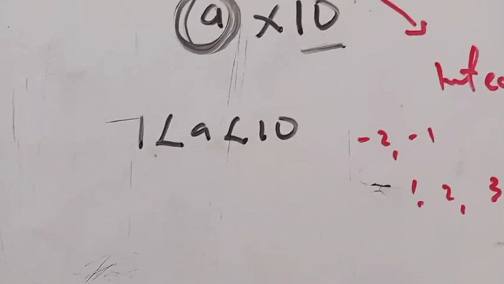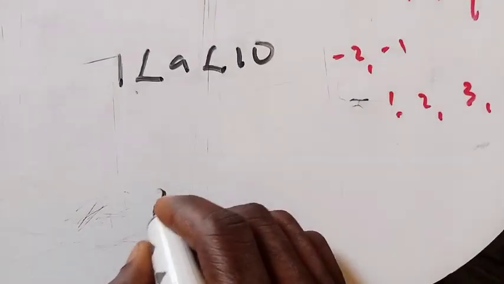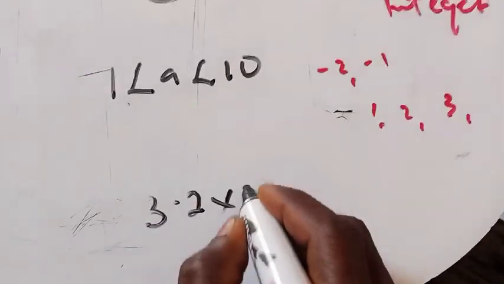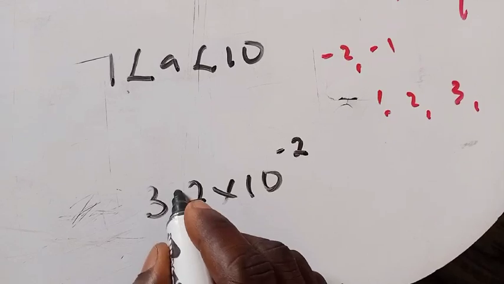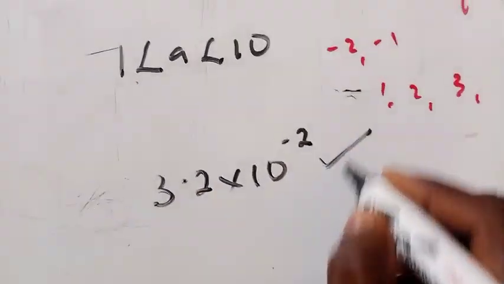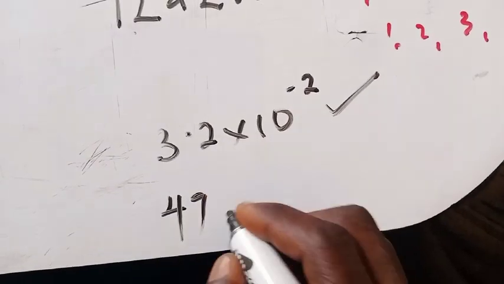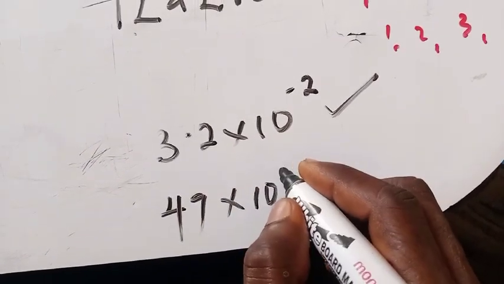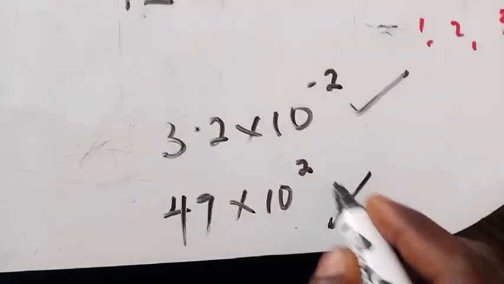So let's look at an example before we start solving our problem here. Let's say we have 3.2 multiplied by 10 raised to the power -2. Is this in standard form? Yes, this is what we call a standard form. So what about this one? Let's say 49 multiplied by 10 raised to the power 2. Is this also in standard form? This is not in standard form.